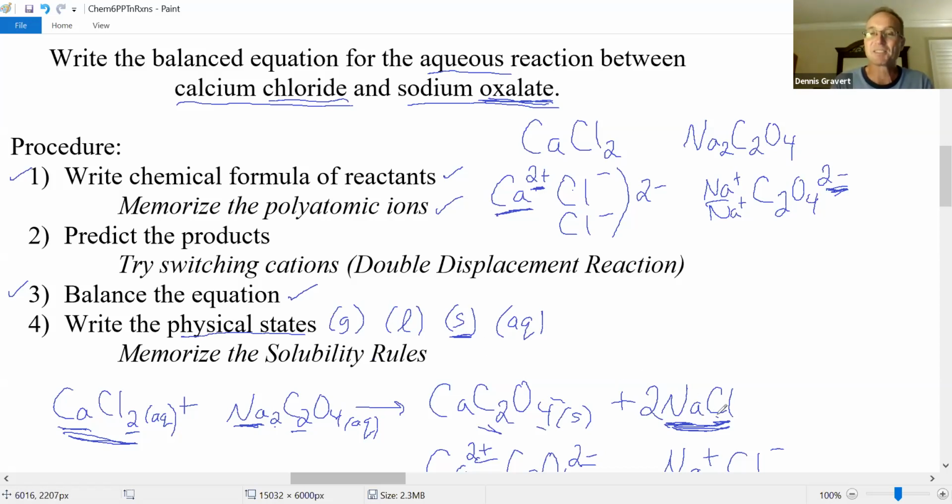And then lastly, table salt. You either just know from experience, yeah, if there's any water around and you put some NaCl in it, it will dissolve. NaCl soluble. Or you could say sodium comes from an alkali metal. It's supposed to be soluble. Rule two of the solubility rules, chloride is soluble. We got it. And there is our full and complete balanced equation with physical states. And we're done.